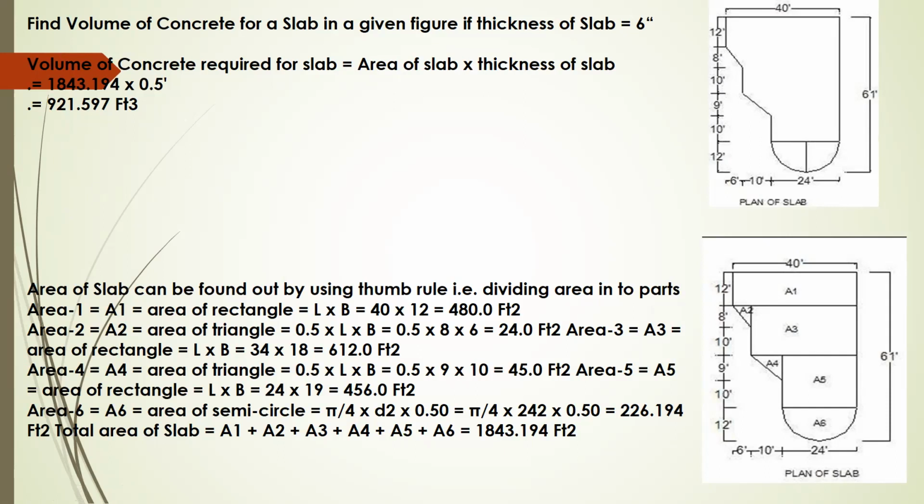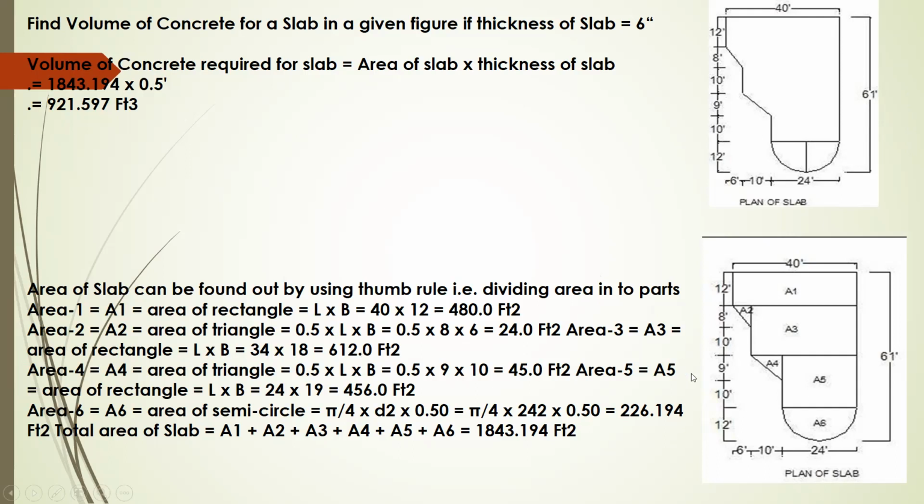921.57. How do we come to know 1843 square feet? Area of slab 1, area 1, that is length and breadth, 40 by 12, that is 480 square feet. Area A2, that is a triangle, 0.5 into length into breadth, that is 0.5 into 8 into 6, 24 square feet. Area 3, again a rectangle, length into breadth, 34 into 18, 612.